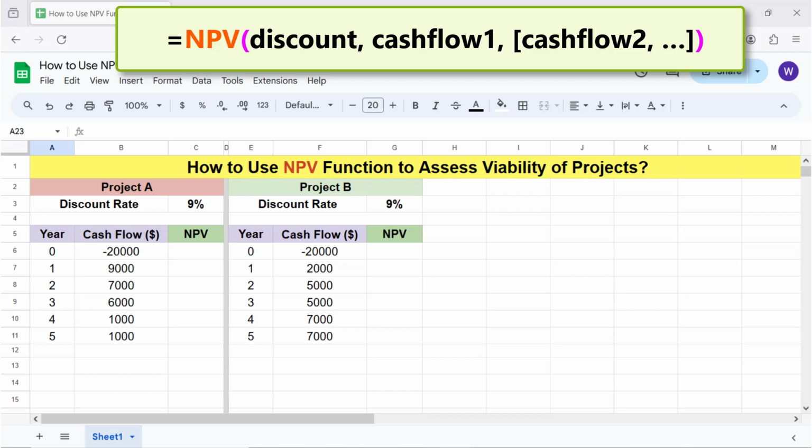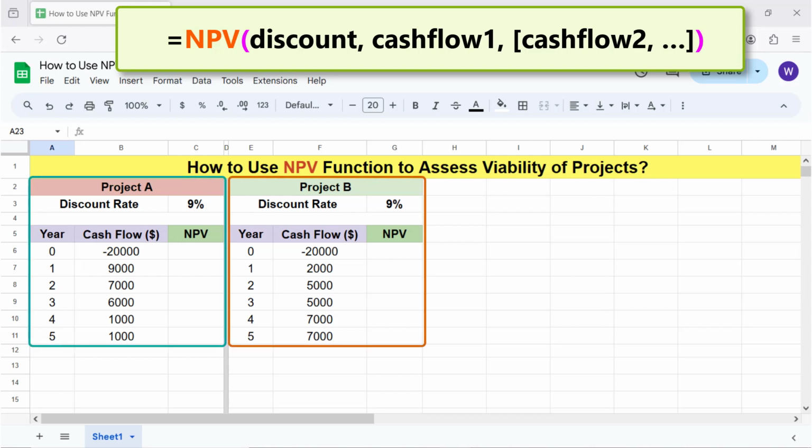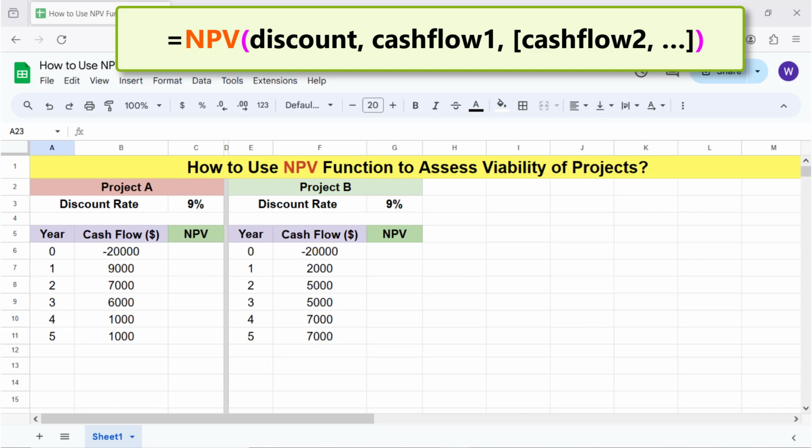Going forward, let's calculate the NPV to assess the viability of two projects, Project A and Project B. Both the projects have the same initial investment and discount rate. These are the expected future cash flows from the two projects.